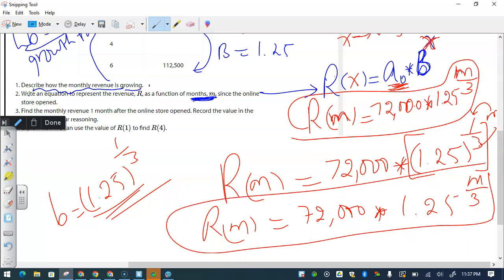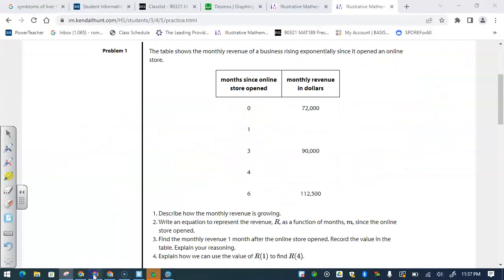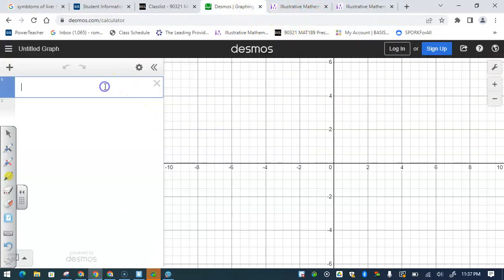So this is the main thing, understanding the concept of how the growth rate changes. Now, if you want to really know what the growth rate is, we can put 1.25 raised to 1/3 on the calculator. You can go to Desmos here and just put this in.